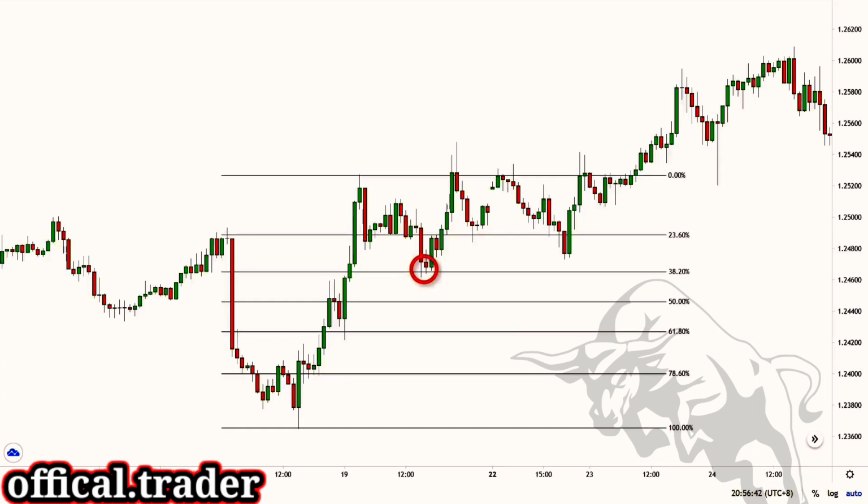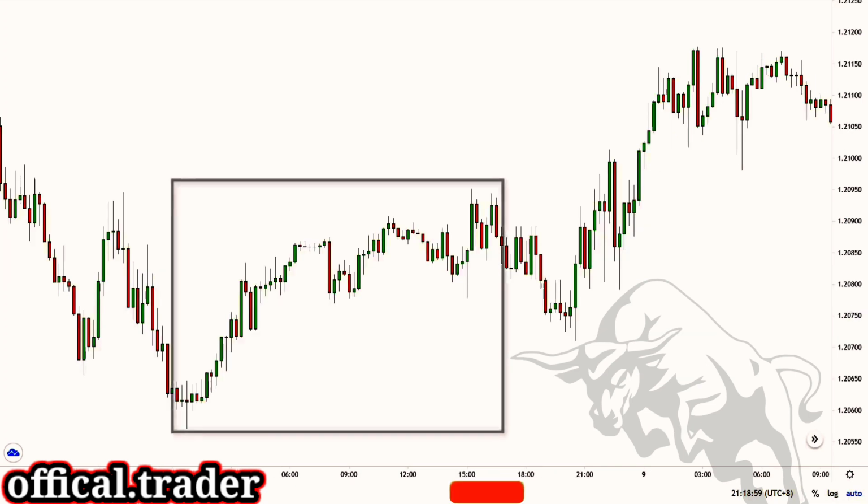The reason why we use this level in a fast-moving market is the following. If buyers have shown a willingness to step in and push price higher very quickly, then it's unlikely that they'll allow price to retrace much lower than the 38.2% level.